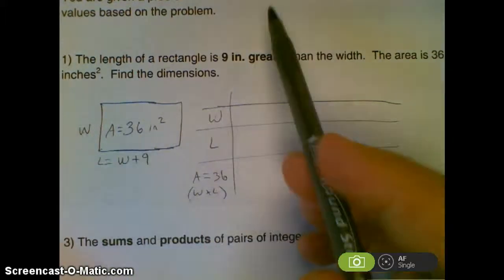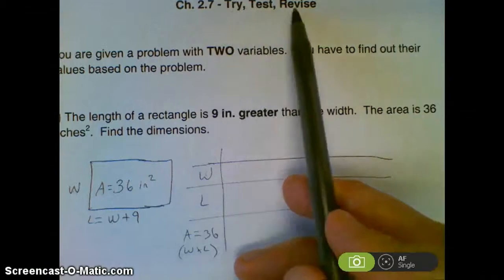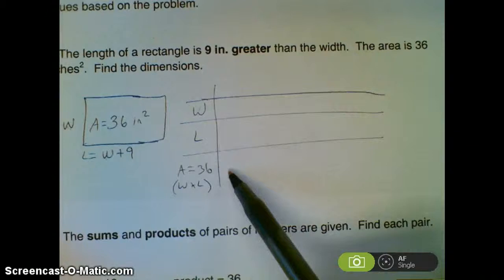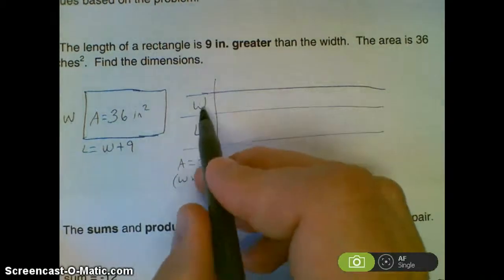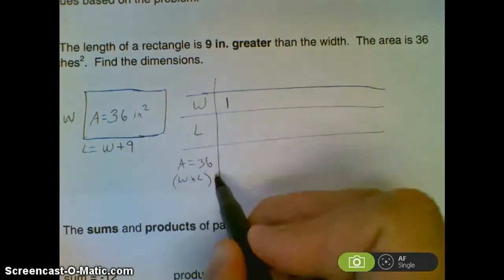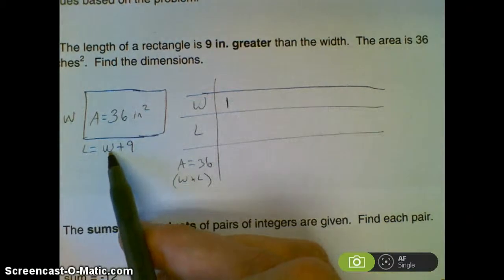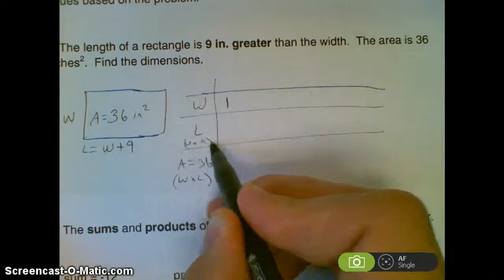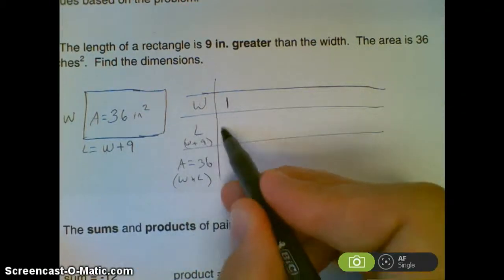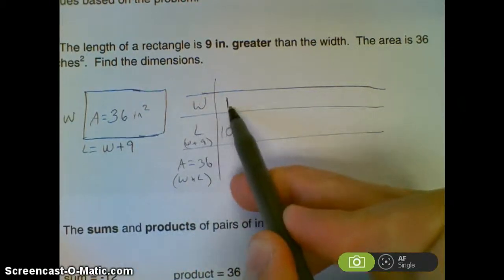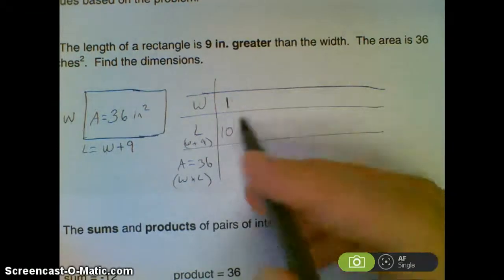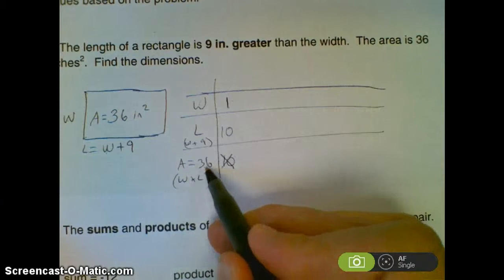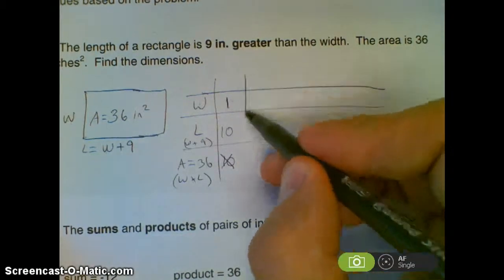So now I can try, test, and revise. I can try out numbers using those relationships and see if they work. So let's say I chose 1 for the width. I know that my length is 9 greater than the width. I'm just going to write myself a little note, w plus 9. So that length has to be 10 since I chose 1 for the width. So now what's the area if I multiply them together? 1 times 10 is 10. Since that does not equal 36, I know that these are not my answers.